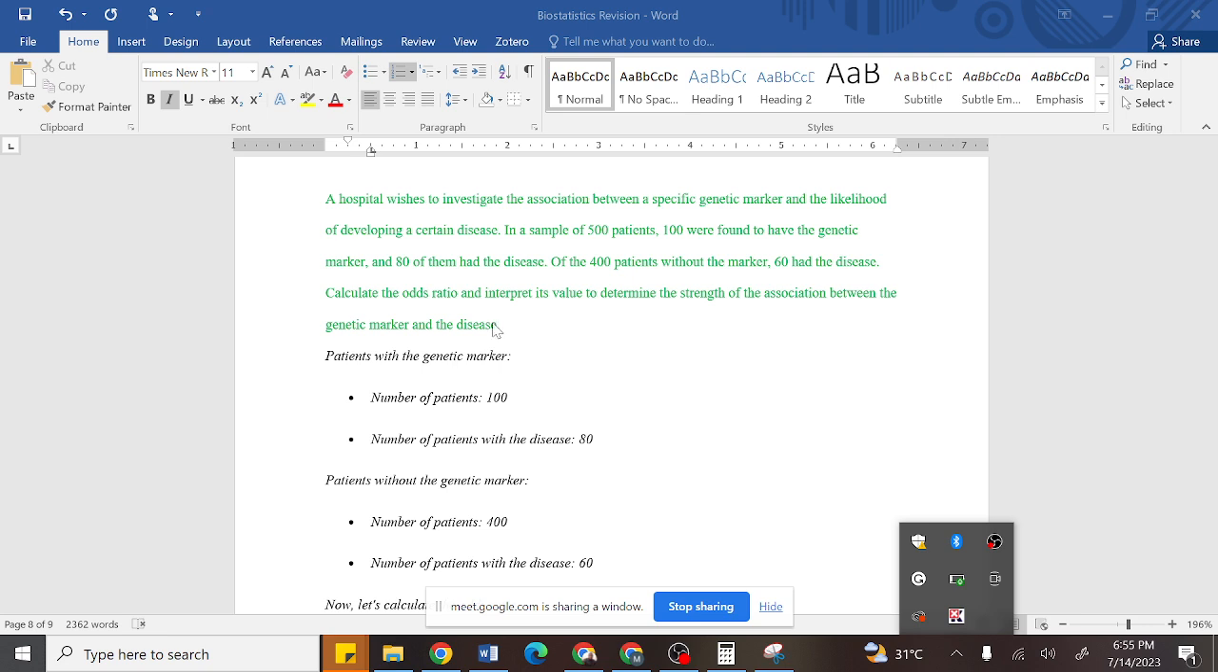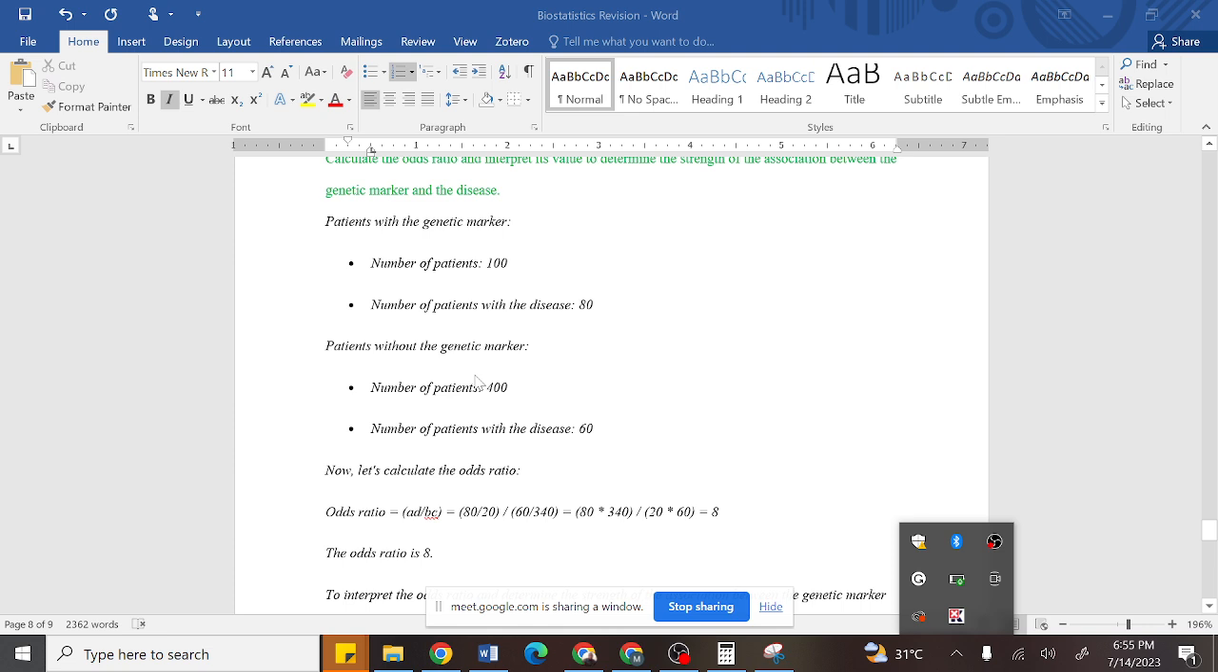Okay, and it was clearly stated that you have a hospital that wishes to investigate the association between a specific genetic marker and the likelihood of developing a certain disease. In a sample of 500 patients, 100 were found to have the genetic marker, and 80 of them had the disease, and then 40 without the genetic marker had the disease. Calculate the odds ratio. This one, if you put in the formula for odds ratio, you get the answer straightforward, and then you make the interpretation.